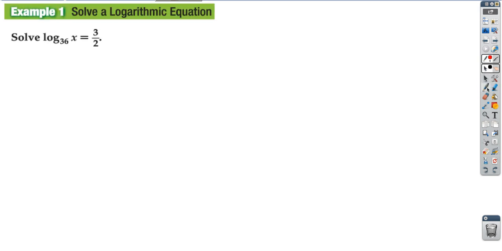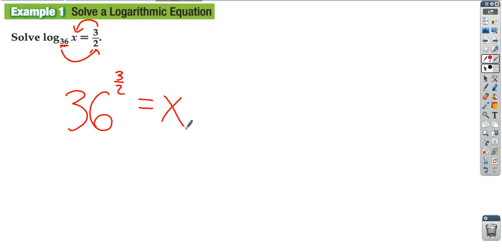Alright, so when we're solving logarithm equations, basically what we want to do is change these to exponential form. So this is the base, that's the power it's being raised to, and that's the answer. So that's the same as 36 to the 3/2 power is equal to x. And you might recall from an earlier chapter, raising something to the 3/2 power, this is the power that you raise it to, and this is the root that you're taking.